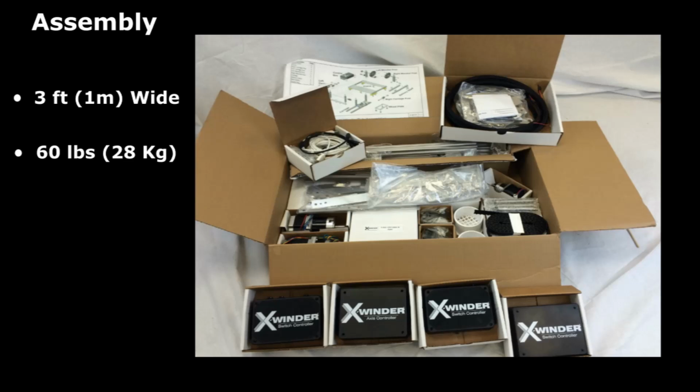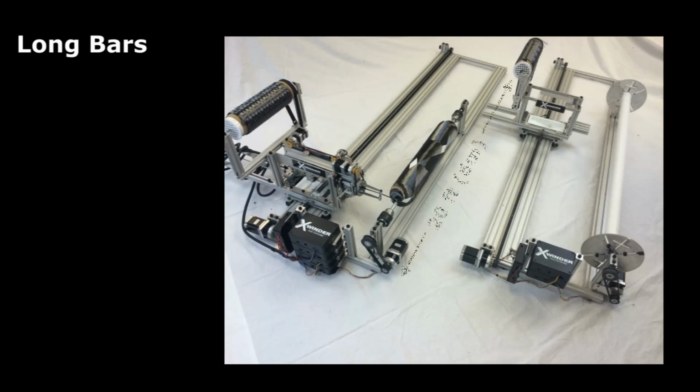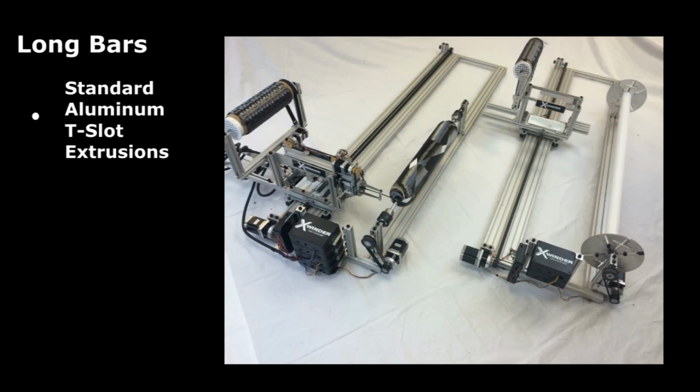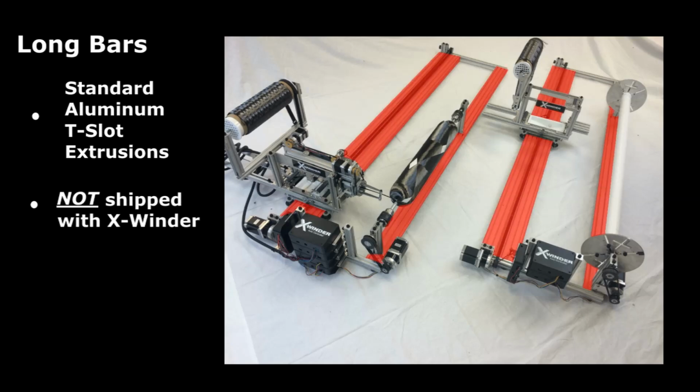The X-winder box contains all the required parts except the long bars to construct the X-winder in about 4 to 6 hours. The X-winder can be built as long as 20 feet or 6 meters long. The long bars are standard aluminum T-slot extrusions and are not shipped with the X-winder. You can customize the X-winder length to your own specs and buy the long bars from many widely available sources. Check xwinder.com for a listing of long bar vendors.